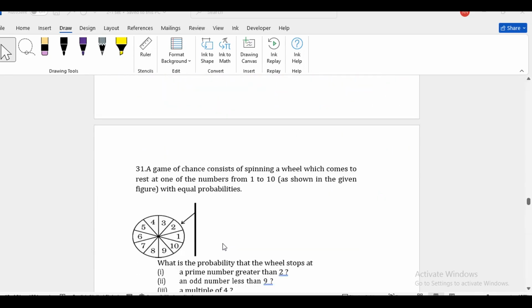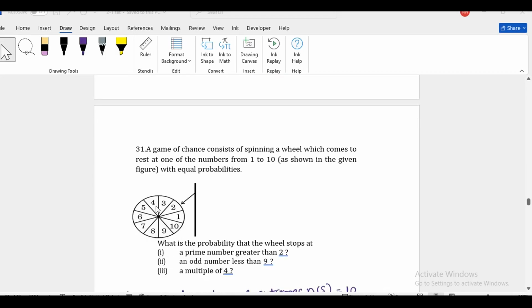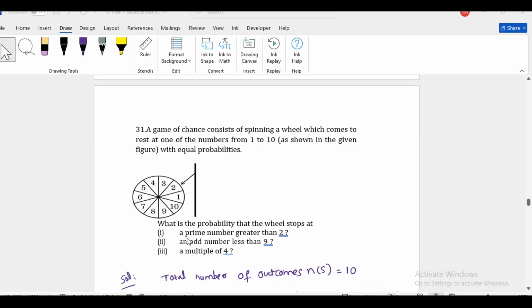Next, the last question from section C, that is question 31. Here they have given one wheel. If this spins, it will land on numbers 1 to 10. They have given one question here: a prime number greater than 2. A prime number means a number that is divisible by 1 and itself.